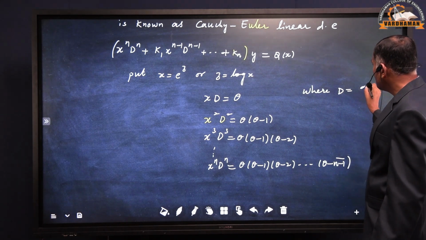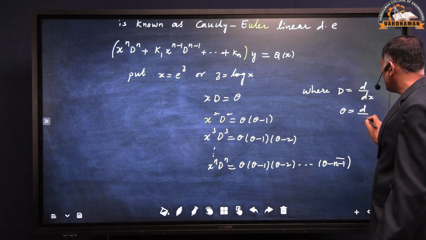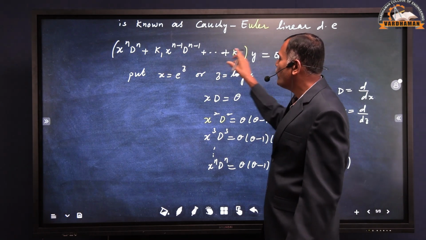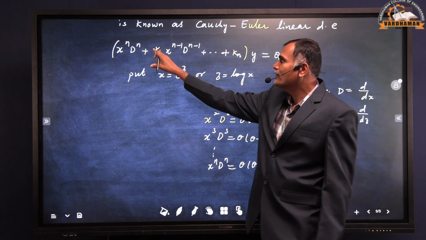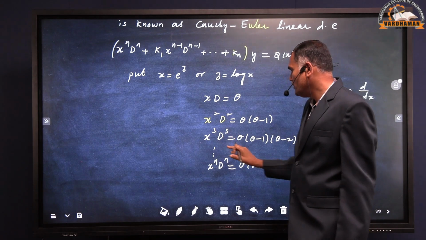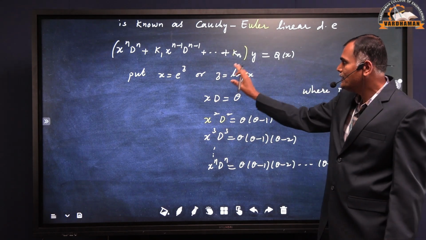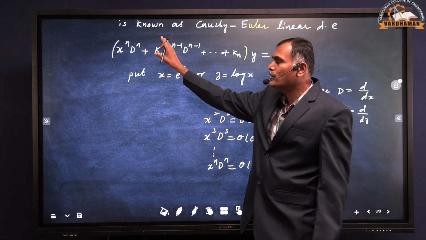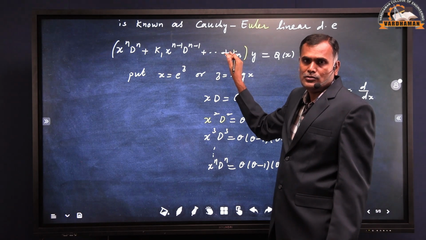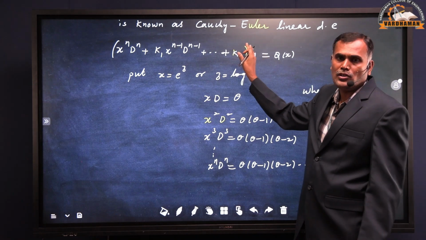capital D is nothing but d by dx, capital theta is nothing but d by dz. We are changing the independent variable to z. Now in this differential equation, the independent variable is x. We are changing that to z using these substitutions. Using this substitution, this differential equation reduces to a linear differential equation with constant coefficients. So we can use the earlier method to solve this differential equation.